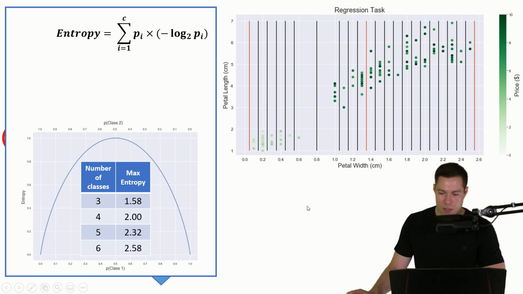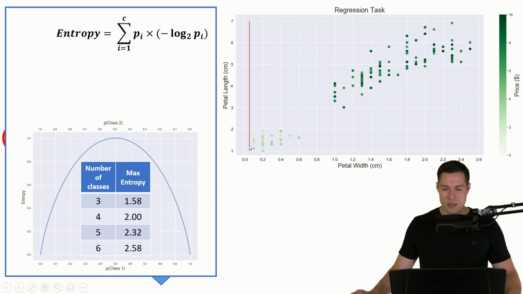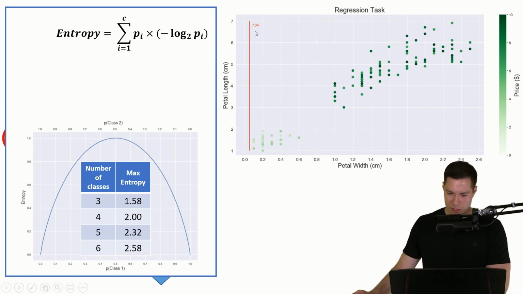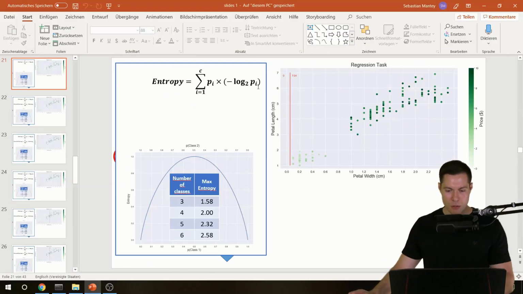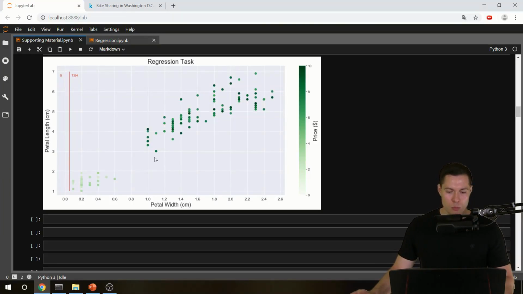Okay, so now let's start with this split here on the far left. Here, all of the flowers are on the right side of the split. So therefore, the entropy of the right side is going to be very high. So it's, in this case, 7.04. And on the left side of the split, there are 0 flowers, so the entropy is also going to be 0. And by the way, I will also upload the notebook where I created all those plots, so if you want to, you can also check out the calculations for yourself.